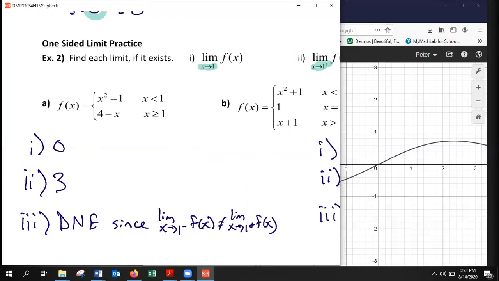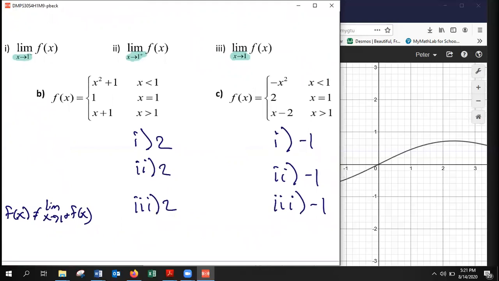So if x approaches 1 from the left for this problem, that's how I get 0. I can plug in 1 there, 1 squared minus 1 is 0. From the right, 4 minus x, so 4 minus 1 is 3. Because those two limits are not the exact same number, the limit does not exist.